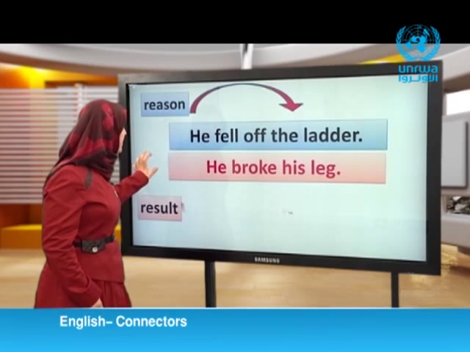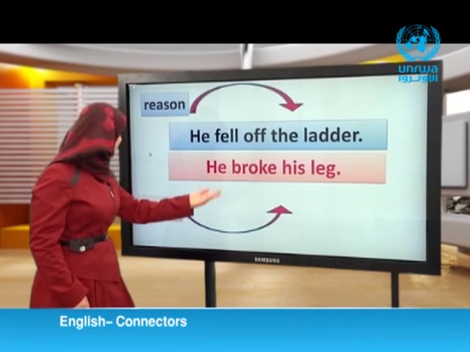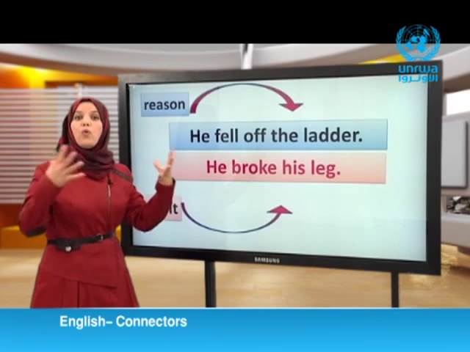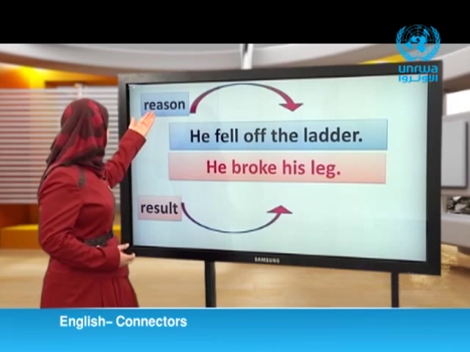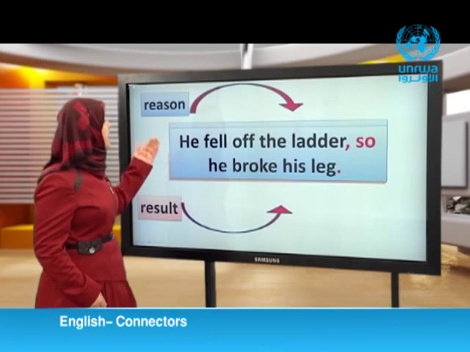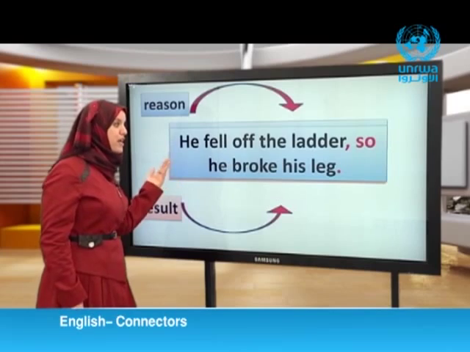And look, he broke his leg. This is the result. So now we are going to connect reason and result using so. He fell off the ladder, so he broke his leg.